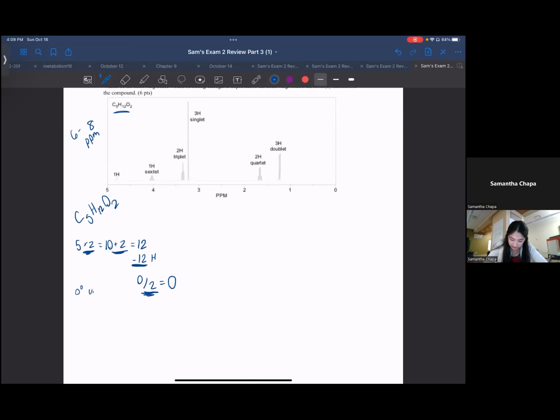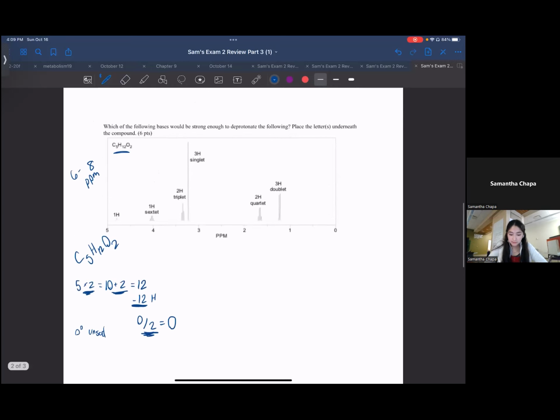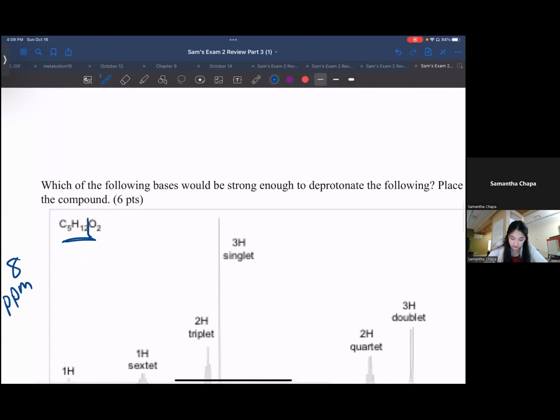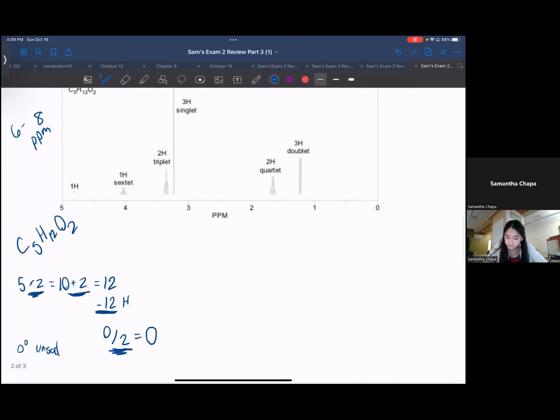0 degrees unsat. So that means that these oxygens right here, we would usually have them in a carbonyl or something, but carbonyls have double bonds, and we know that that gives us a degree of unsaturation. And since we don't have any degrees of unsaturation, we know we're going to have to put those on like an OH or an ether group, stuff like that. Those are ways that you can put oxygens in your compound.